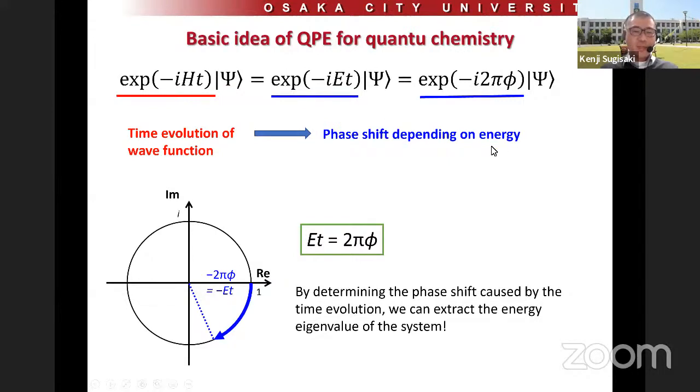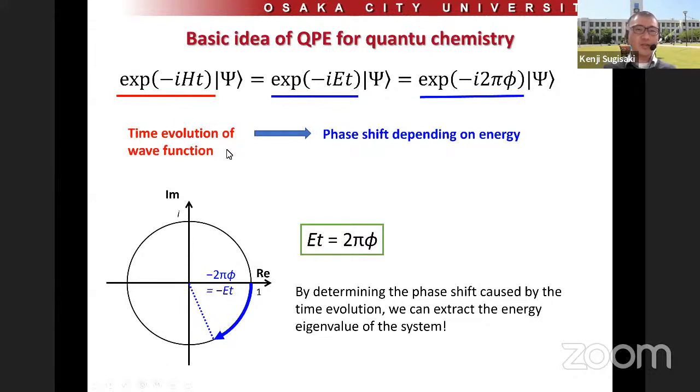So if we can determine the phase shift caused by the time evolution, we can extract the energy eigenvalue of this system. This is the basic idea of quantum phase estimation. In order to perform it, we have to map the wave function onto the qubits, and we also have to generate a quantum circuit corresponding to this time evolution operator.